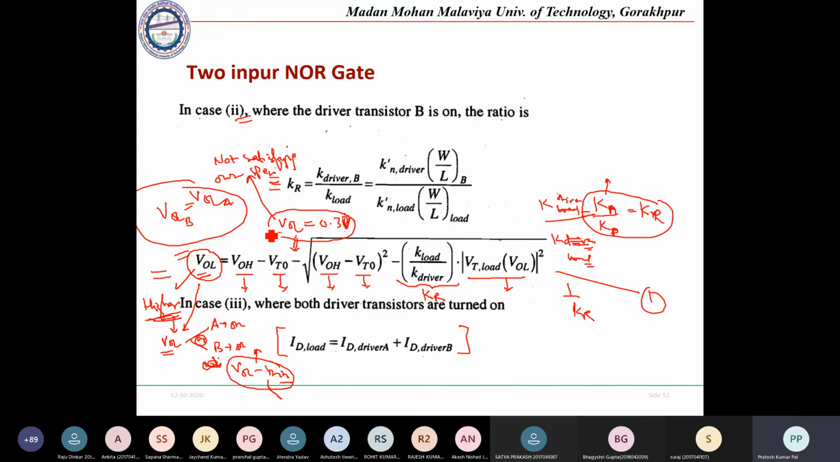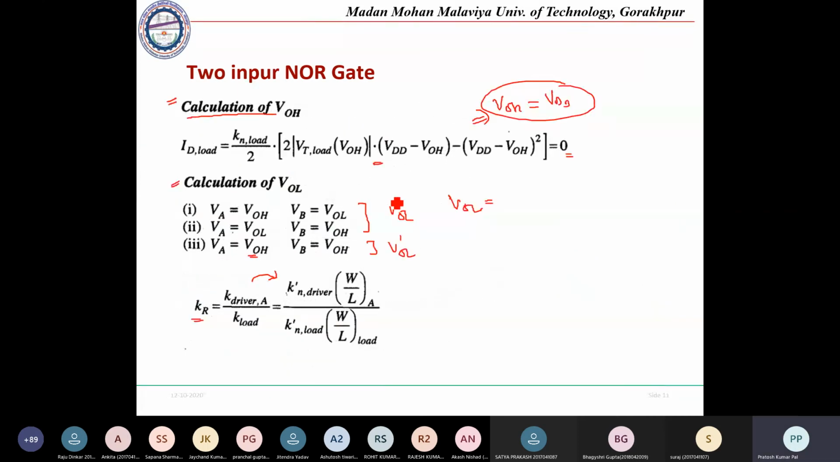Okay, so we take this because it will give you the worst case value of VOL. Once the worst case value satisfies the 0.2 volt condition, then all other values will satisfy it. That's why we will consider either the second or first condition to find out the VOL value.